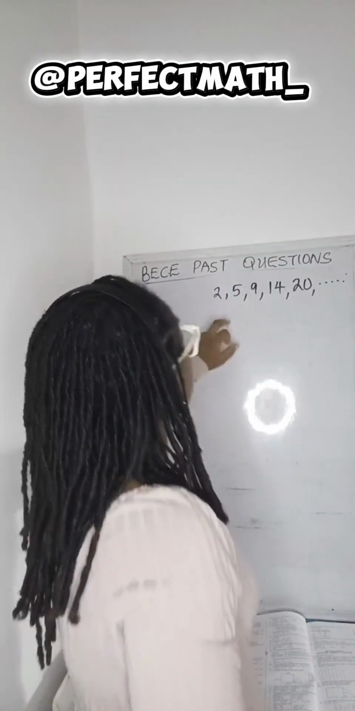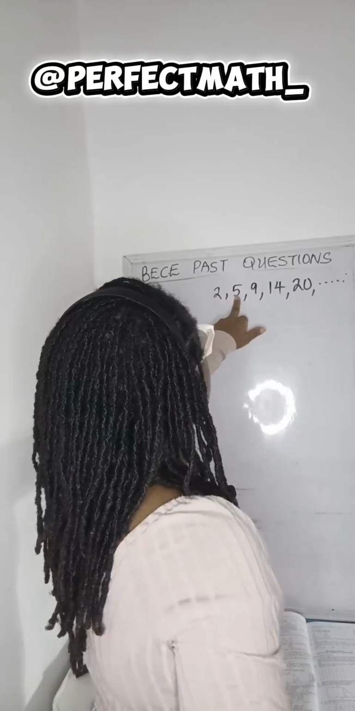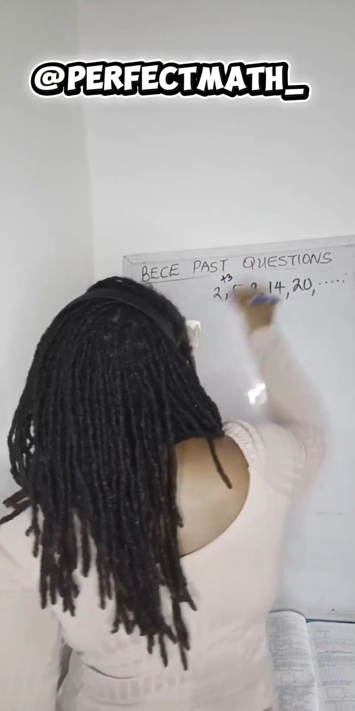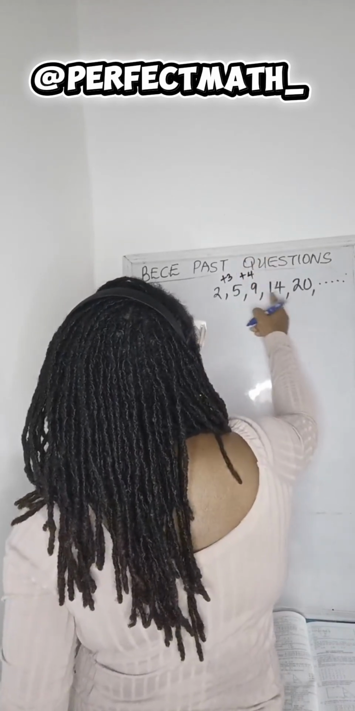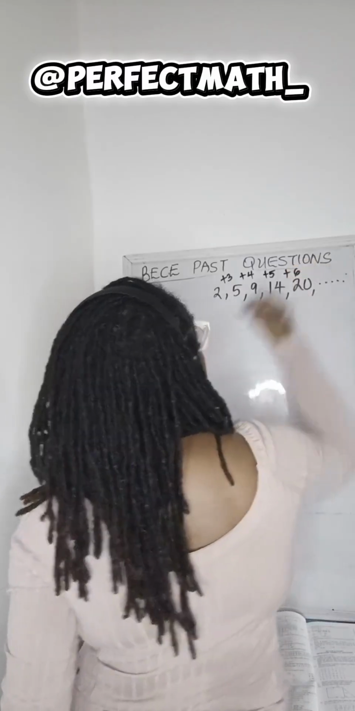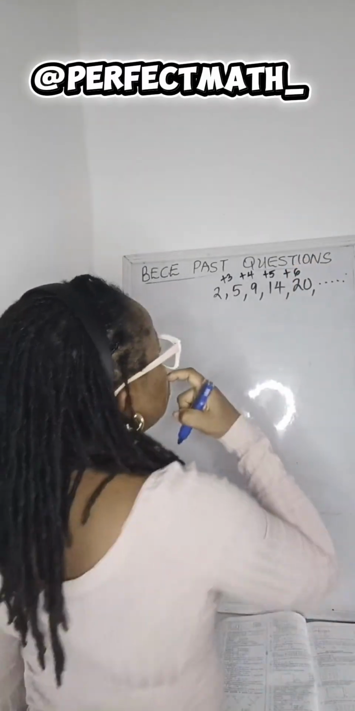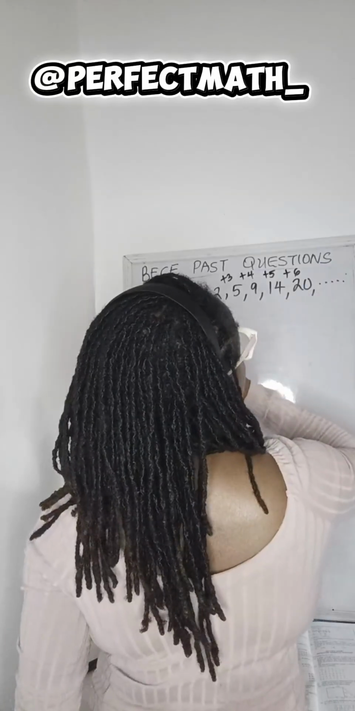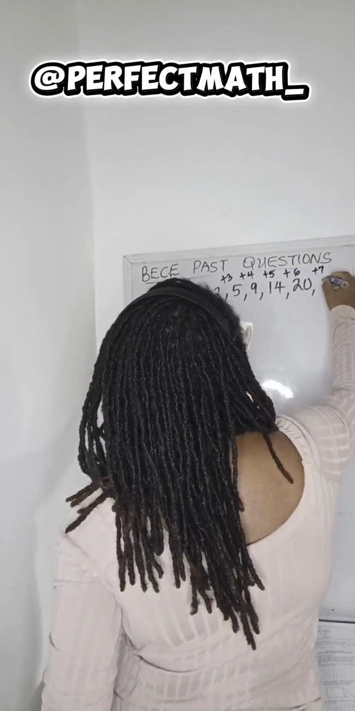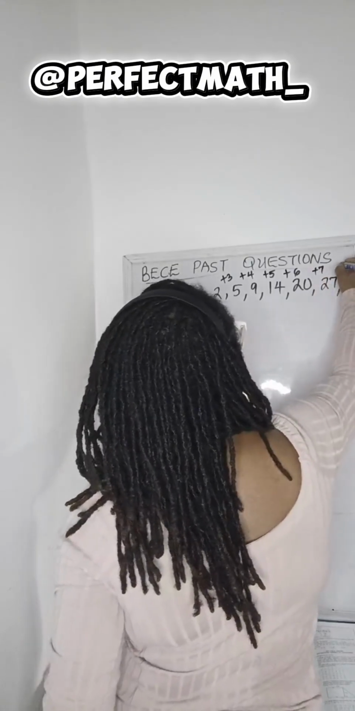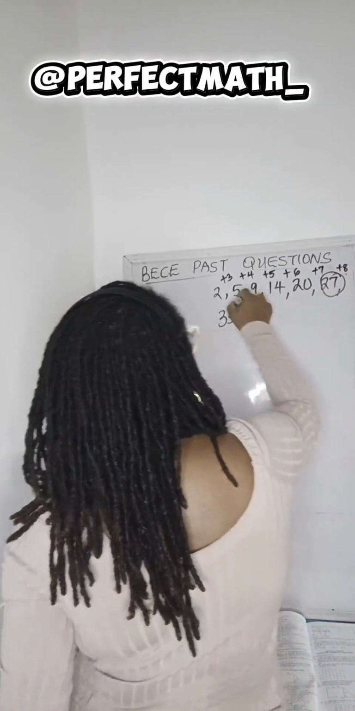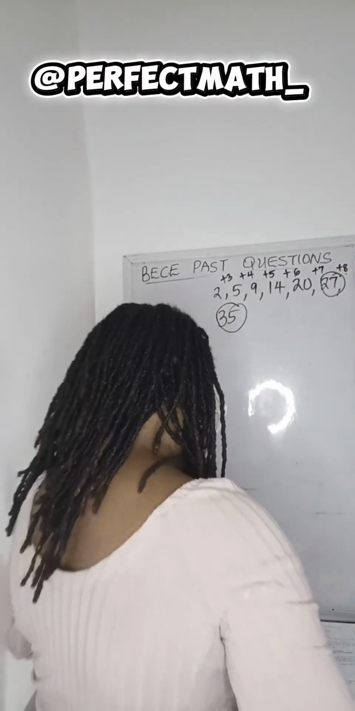Now let's study this sequence. From 2 to 5, you add 3. From 5 to 9, you add 4. From 9 to 14, you add 5. From 14 to 20, you add 6. To get the next term, it will be plus 7, which will give us 27. And to get the next term will be plus 8, which will give us 35. So the next two terms are 27 and 35.